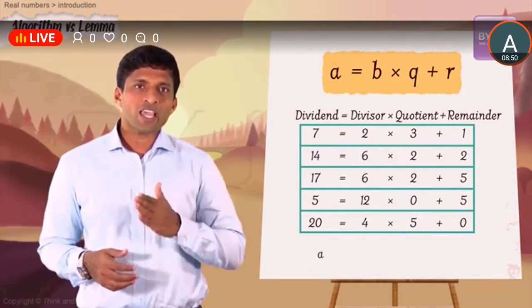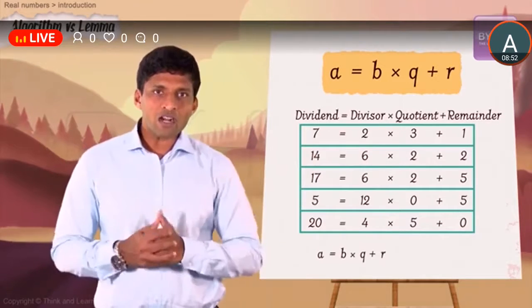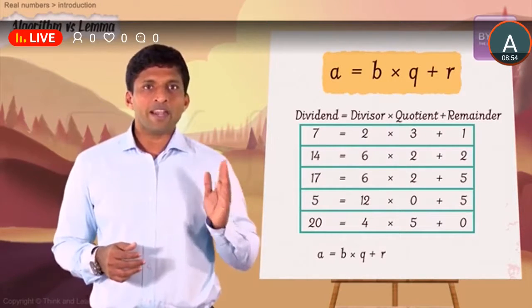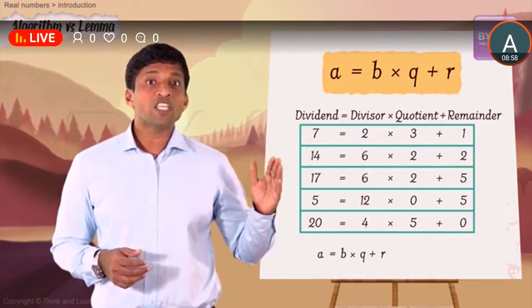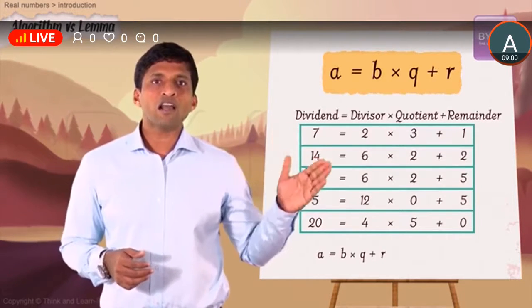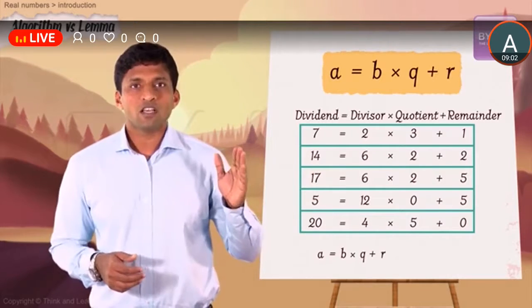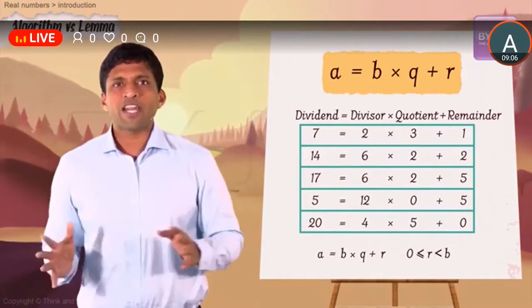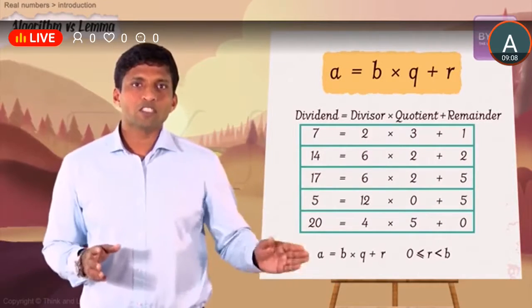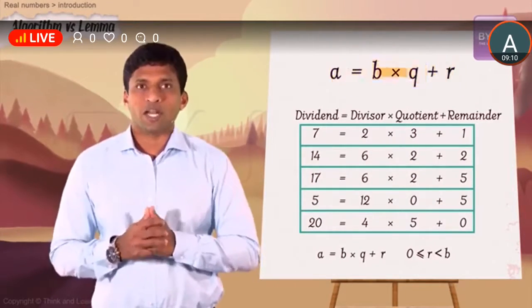So this is the same as A = BQ + R, where if A and B are integers, then you will have Q and R which are unique, where R satisfies 0 ≤ R < B. It's very, very simple. I hope this much is enough for all of you to understand.